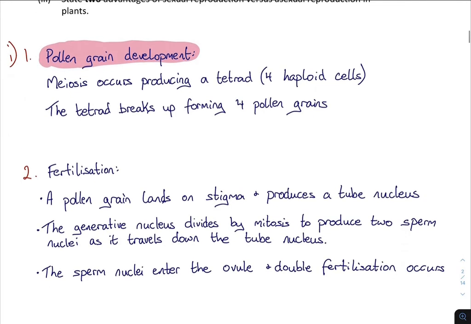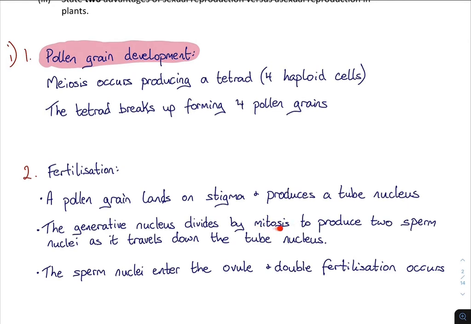Well, 3 points here. I'd state that the pollen grain lands on the stigma and produces a pollen tube. Now, a pollen grain consists of 2 things. One is the generative nucleus, which is here, and the other one is the tube nucleus. So the tube forms, and that basically goes all the way down the stigma through the carpel towards the ovule. Now, the generative nucleus moves down the pollen tube, and it divides by mitosis.